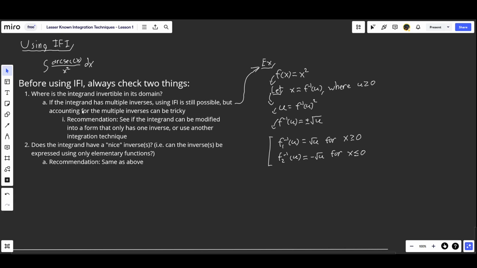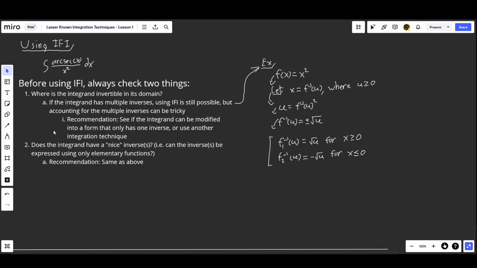But if this is the case where the integrand has multiple inverses, I would highly recommend that you try to modify it using something like a U-substitution into a form that only has one inverse, or just use another integration technique altogether.